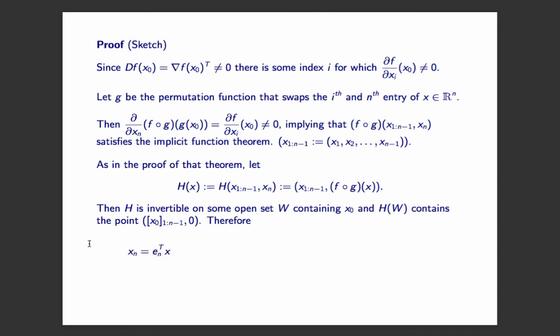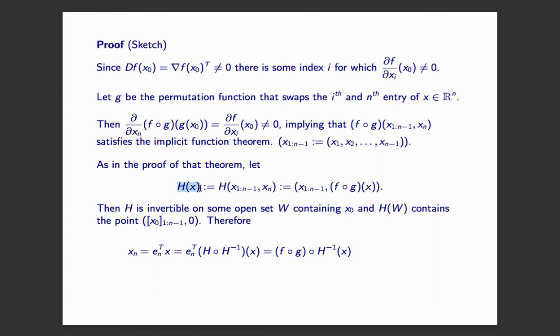Therefore, xn, which is just the inner product of en, which is a vector of all zeros except for a 1 in the last entry, with x. That's my projection. xn equals the projection. Well, x is h of h inverse of x. That's what it means to be an inverse. Now, h inverse of x is some vector. What is h of that?